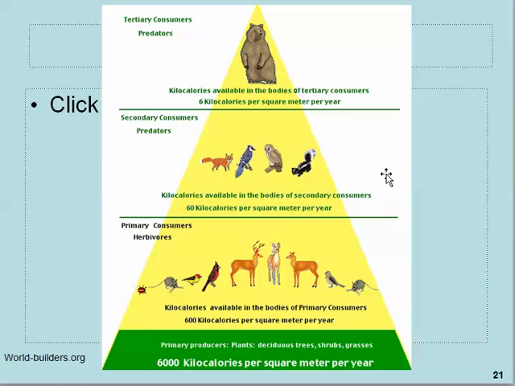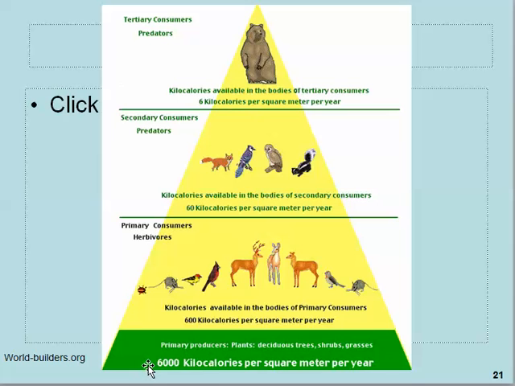This is why, if you remember, you've probably seen this before, we use the shape of a pyramid to represent trophic levels within an ecosystem. Because if you think about a pyramid, what is it saying? The base is much larger than the apex. So let's look at this. We have the primary producers, the very large base here. That's where most of the energy is.